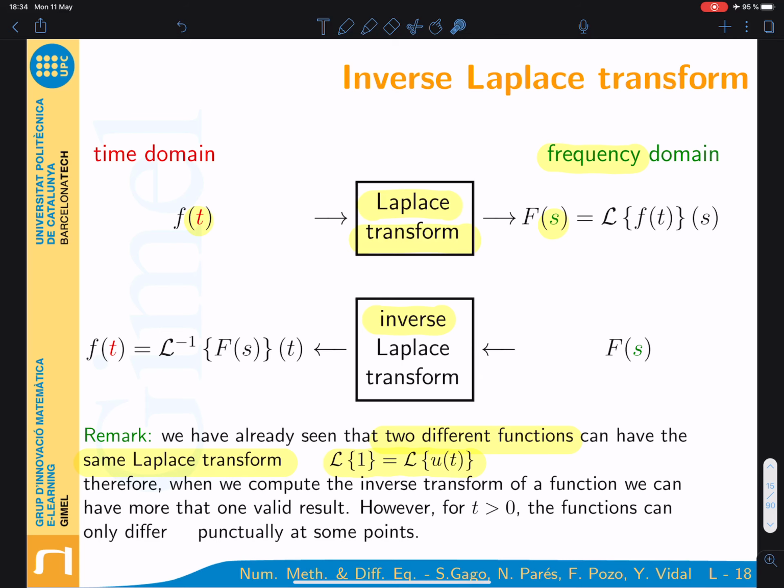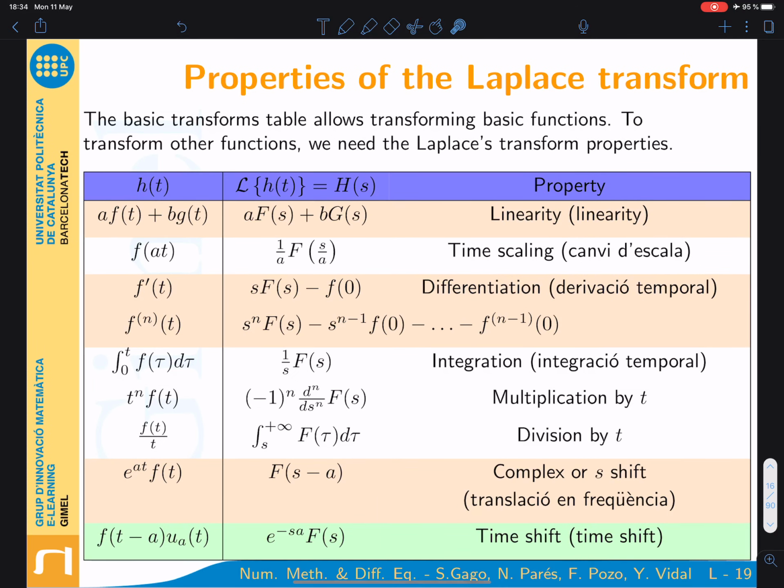So first, let me introduce some of these properties. Here in this table, I have summarized the most important Laplace transform properties. We will in this course explain each one of them point by point, so don't be scared. This is just a summary. Right now, we will do the first one that is called linearity. So let's start with that one.